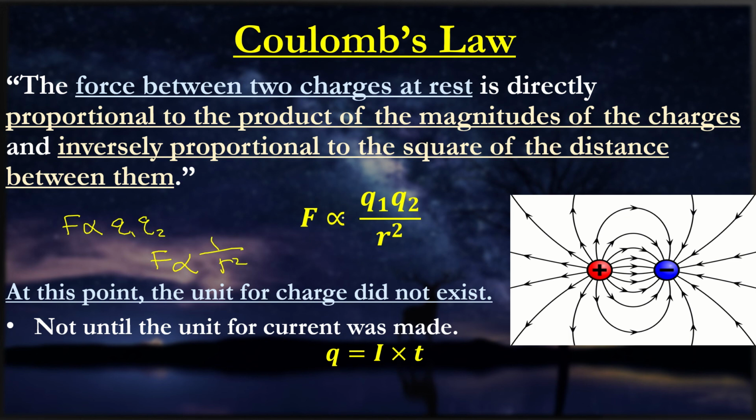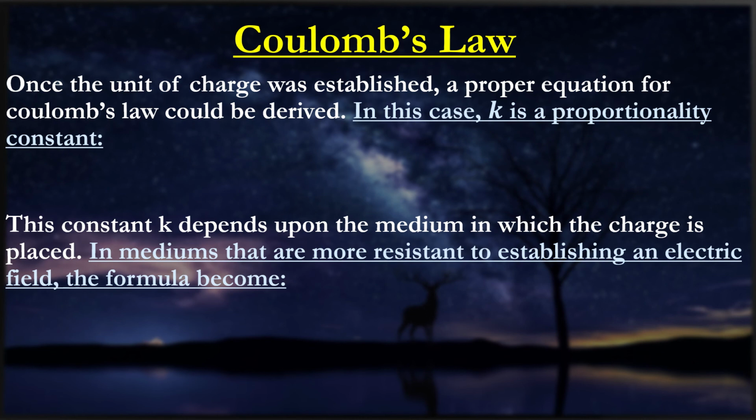But at this point there were no units. When Coulomb made this original law, we didn't have any units to measure charge. It wasn't until much later, when we worked out what charge is through our understanding of current, that, as you know now, we measure charge in coulombs. Okay, so when we finally established the unit to measure charge, we could come up with a proper equation to express Coulomb's law. In this case, we add in a k constant for proportionality.